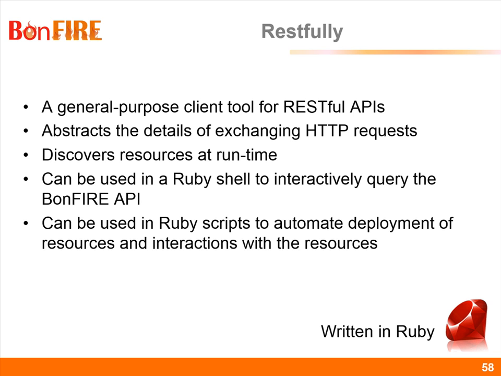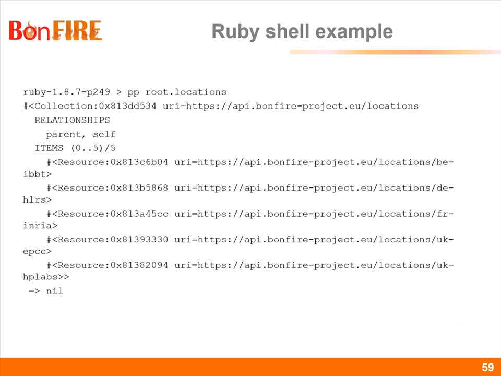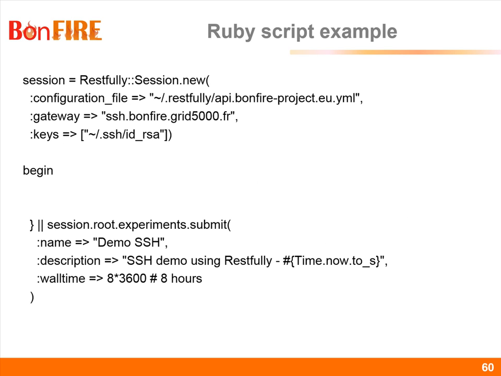Or you can write your scripts and you can say, create a new session, Ruby session. This is where my configuration file is. This is where people hide their credentials. This is the SSH gateway, which we're going to use later on. And this is where my keys are. And then I'm hiding something here. I'll come back to it.